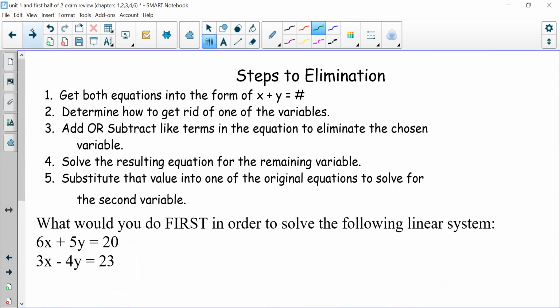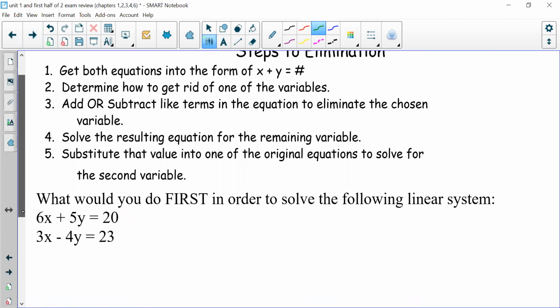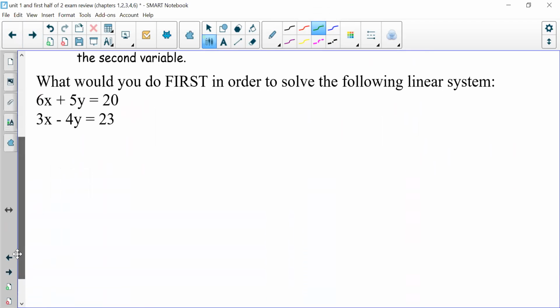Both of them work. Fantastic. I'm not going to do another elimination. I just want you guys to tell me, what would you do first if I gave you this linear system and you chose to do elimination? What would you do first?